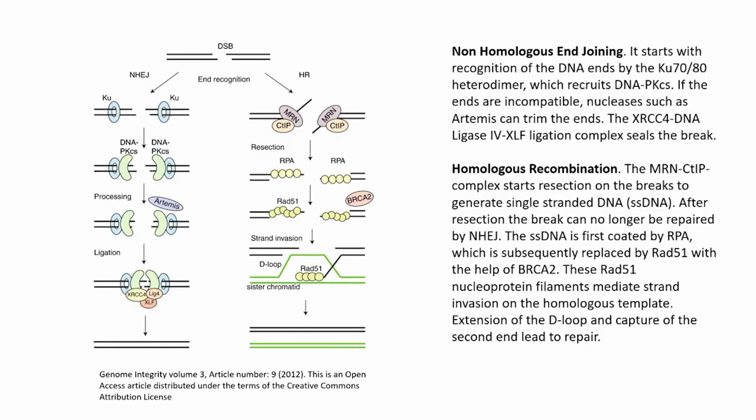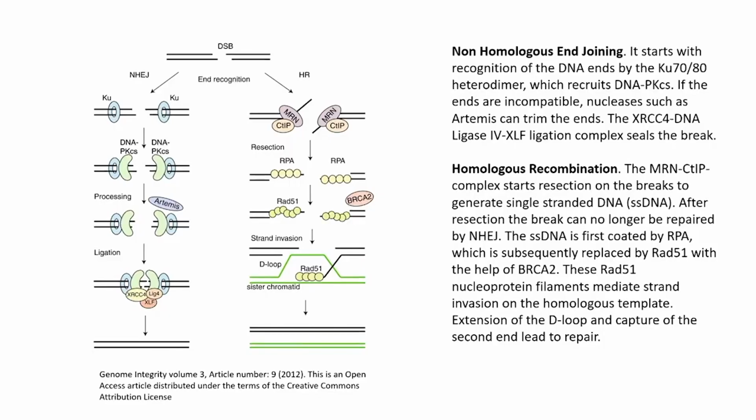In brief, end joining starts with the recognition of the DNA ends by the KU70/80 heterodimer, which recruits the DNA-PKcs. If the ends are incompatible, nucleases such as Artemis can trim the ends. The XRCC4, DNA ligase 4 and XLF ligation complex will seal the break in this process.